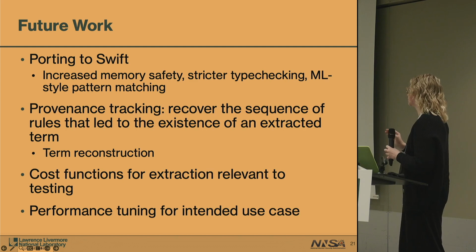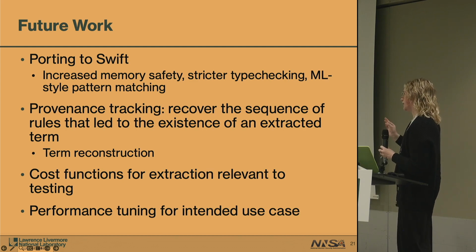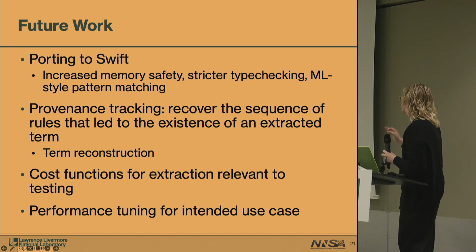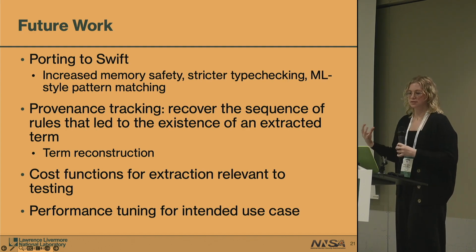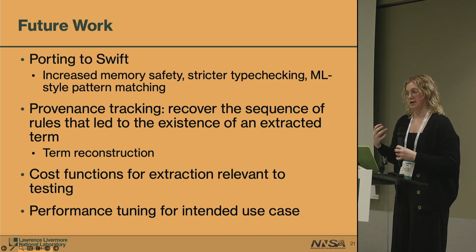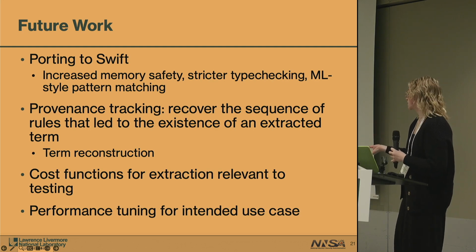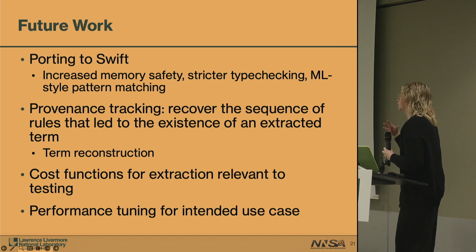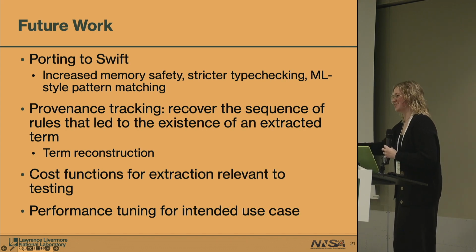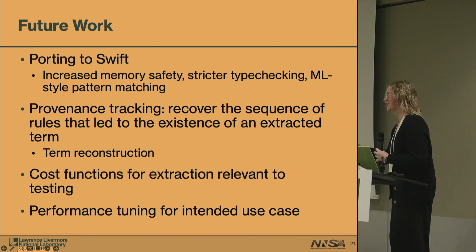This is similar to the proof reconstruction idea that's in some implementations of the eGraph. So we want to recover the sequence of rules that has led to the existence of an extracted term. First, to verify that that term is valid in the context of the rewrite rules that you've applied. And second, when you have destructive rewrite rules, the question is: when have I gone too far? When have I tossed out information that I actually need?